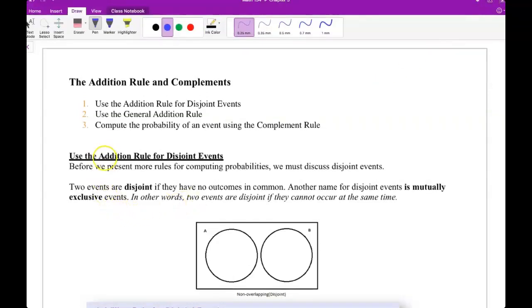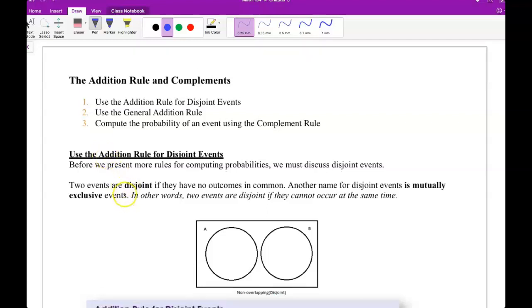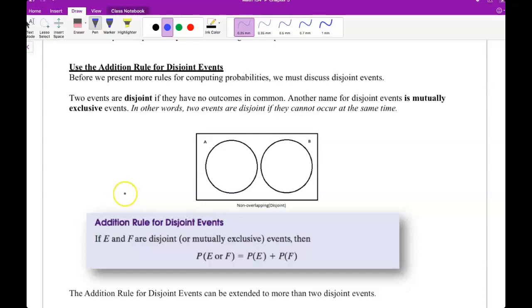Okay, here is the addition rule and complements. We're going to use the addition rule for disjoint events. What that means, when we have nothing in common between these two events, we call that disjoint events. So two events are disjoint if they have no outcomes in common. Another name for a disjoint event is mutually exclusive. In other words, two events are disjoint if they cannot occur at the same time.